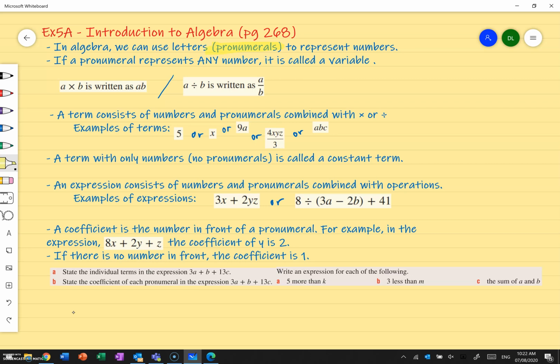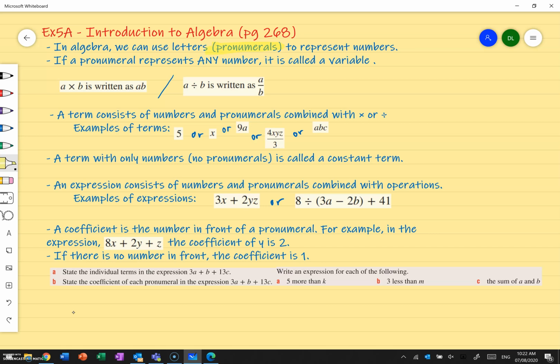So for example, A, B, C, D, whatever it is. But those pronumerals actually represent any number, as in any possible number in the world. We just don't know what it is yet. So if a pronumeral represents any number, it's called a variable. Okay? A variable.